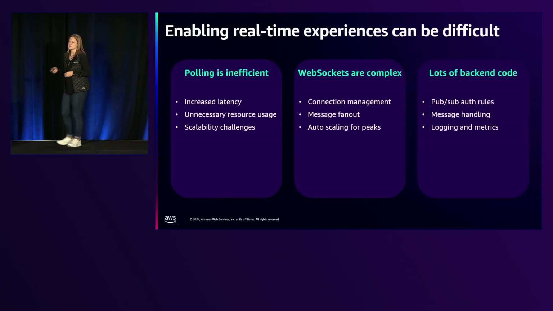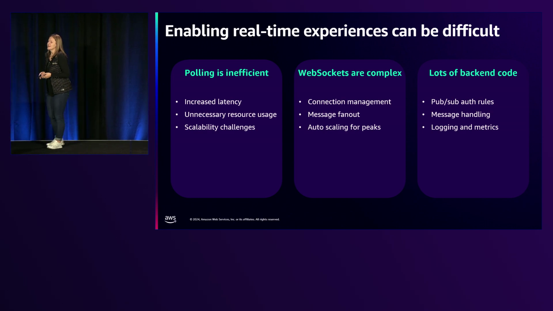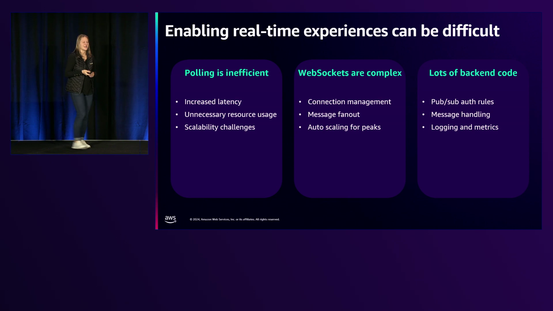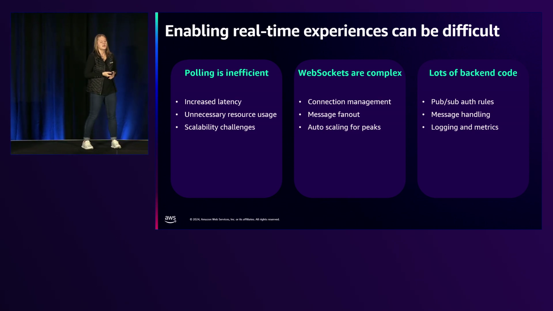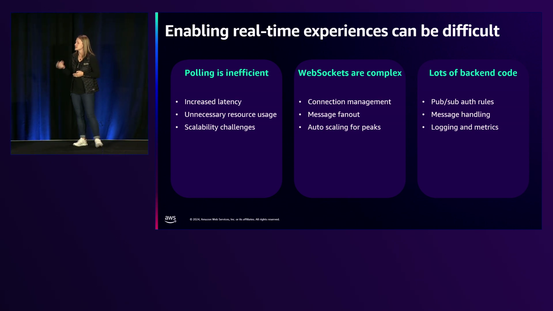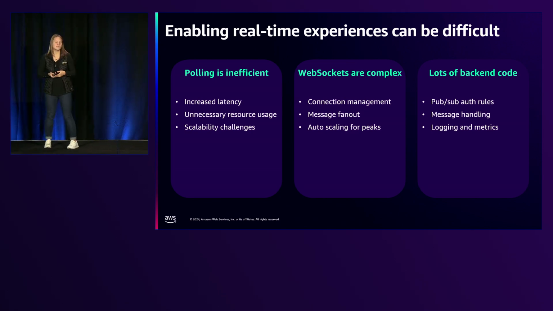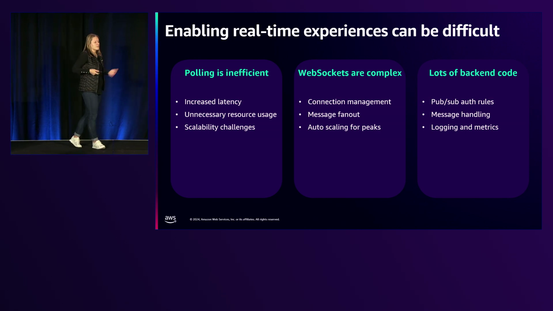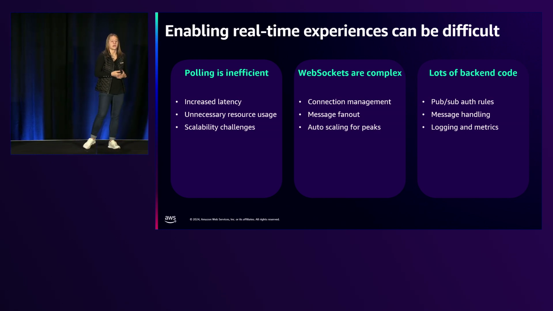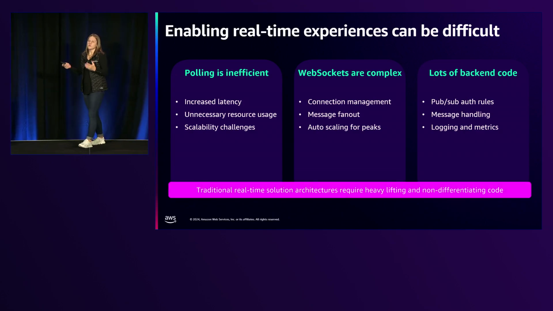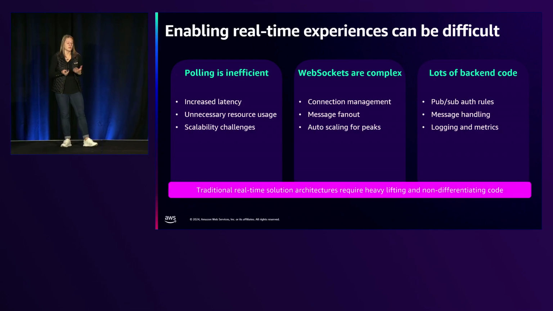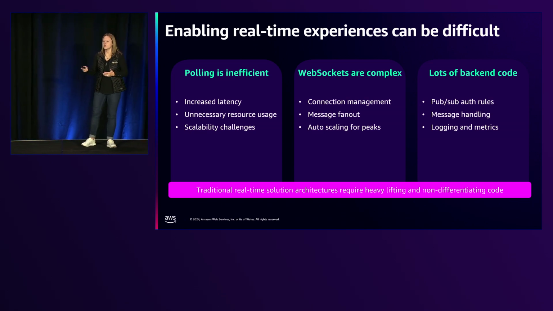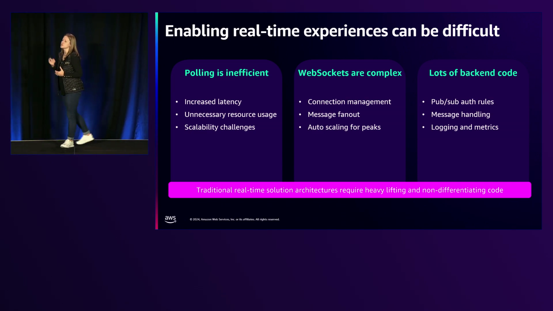And then all of this results in more backend code that you need to write. And if you're like me and any code that you write is a liability, you want to reduce the number of lines of backend code that you need to write. And so we often see customers implementing custom pub/sub authorization modes, different code to handle messages, filtering, transformations, as well as the enterprise features that we need for these applications like logging and metrics. And so all of this is to say that these traditional real-time architectures require a lot of heavy lifting and non-differentiating code, right? Code that is not specific to your business, but is required to run these applications.